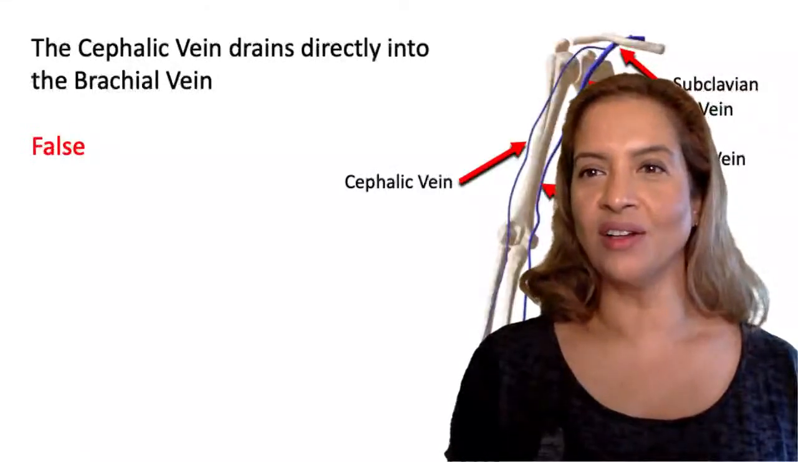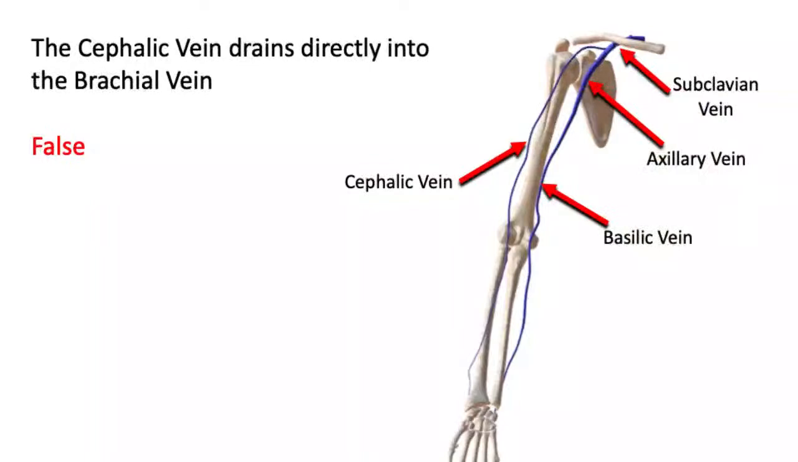It is false. Now here you can see the cephalic vein placed laterally, and these are superficial veins. And the basilic vein is also a superficial vein. The basilic vein runs up medially and turns into the axillary vein, which eventually turns into the subclavian vein. The cephalic vein, on the other hand, runs laterally, and it joins higher up directly into the subclavian vein. So it has nothing to do with the basilic vein.